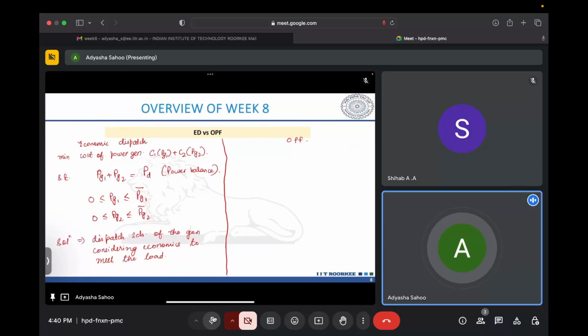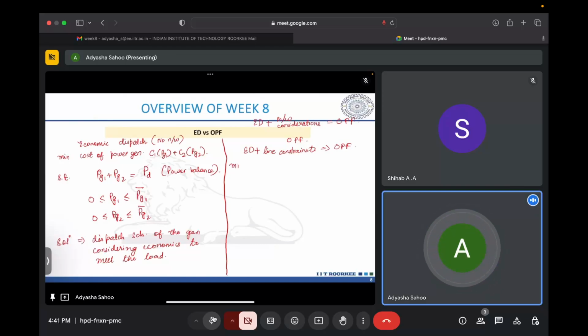So if we add economic dispatch plus the line constraints, basically transmission line constraints, that will give you the OPF. Economic dispatch is not considering your network, no network. That means no transmission lines are considered here. So economic dispatch plus your network considerations, power flow considerations basically, will give you the optimal power flow problem.